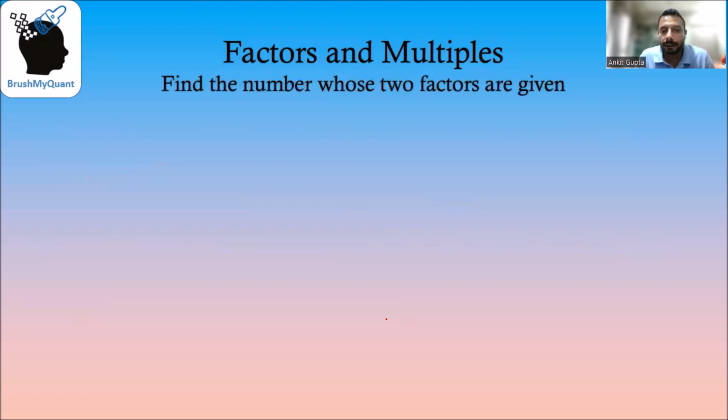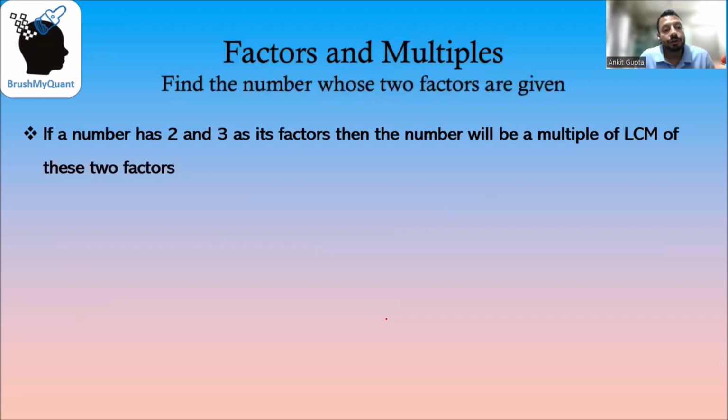Now let's see how we can find the numbers whose two factors are given to us. If a number has, let's say, 2 and 3 as its factors, then the number will become a multiple of the LCM of these two factors. That means the number can be written as the LCM of 2 and 3 multiplied by an integer k, and it will be equal to 6 into k. If you want to know the theory of LCM, I've provided a link to the video in the description of this video.